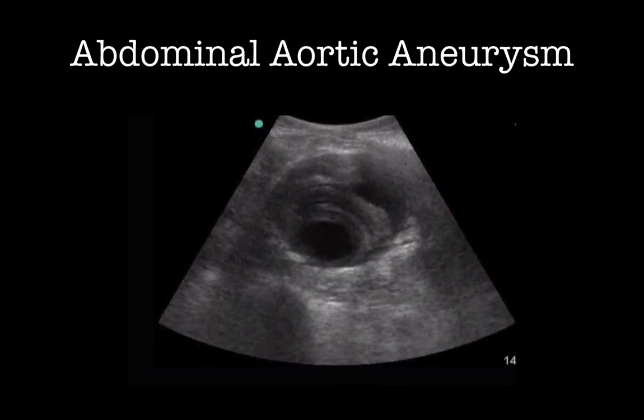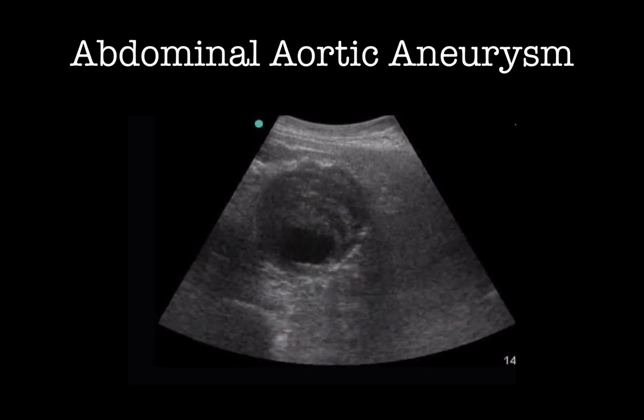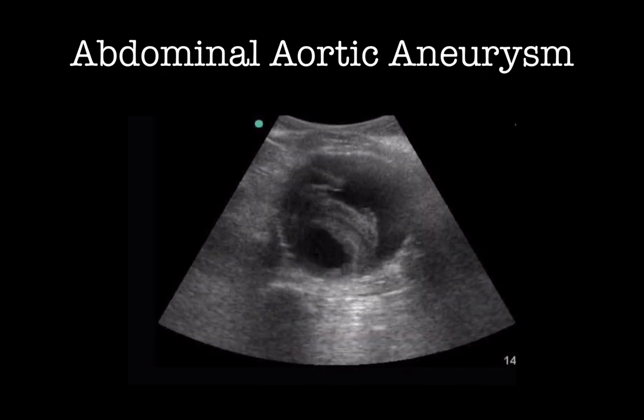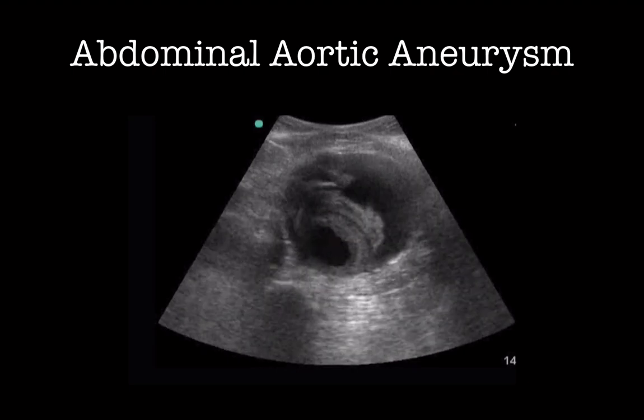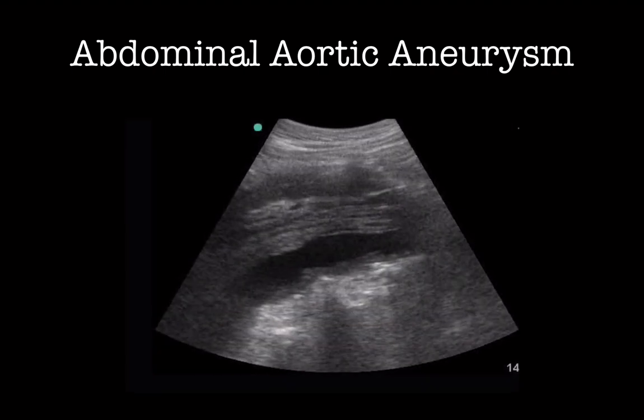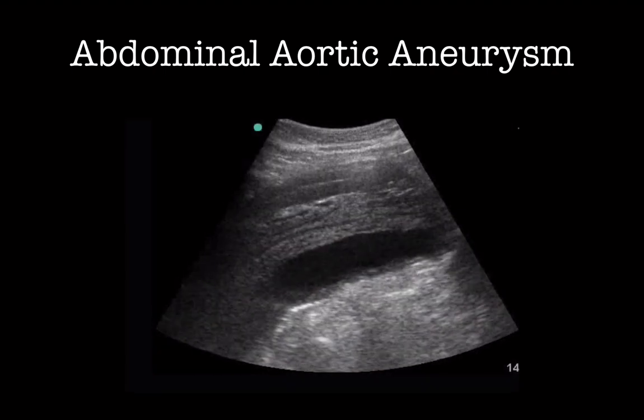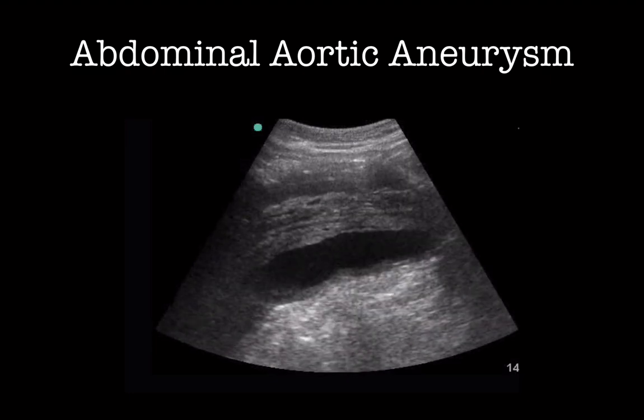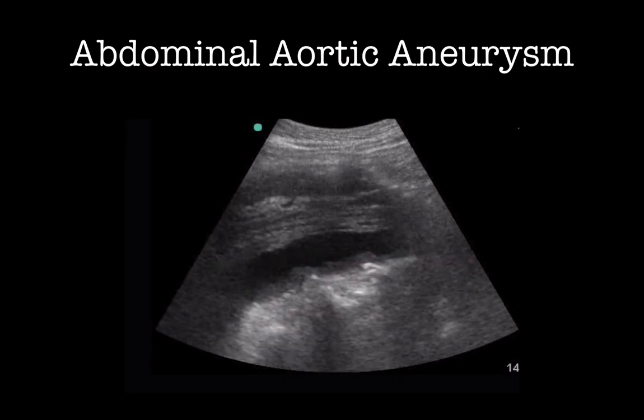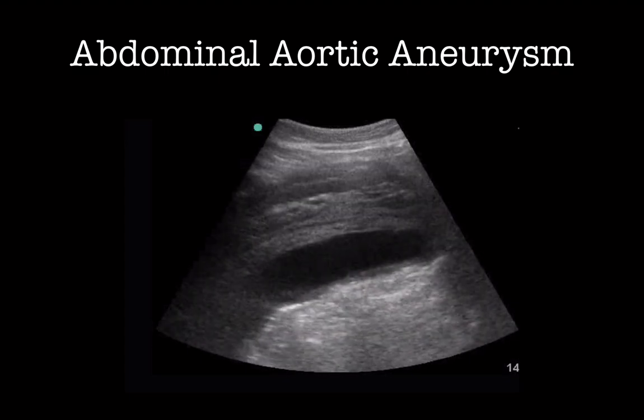Dissections and aneurysms don't generally occur together. It's either one or the other. Dissections have normal caliber. Aortas have dilated caliber. Here it is in long axis. You can see how it can be confused with the walls of the artery because there's layers of clotted blood. But you're not going to get confused with that.